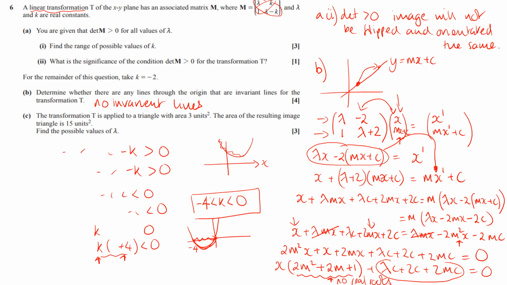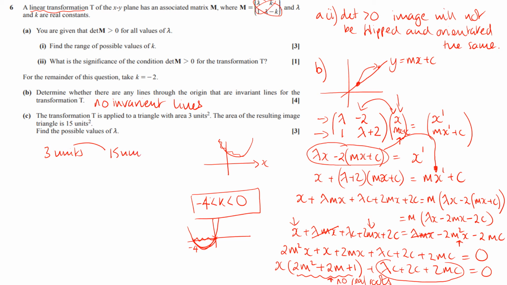Right, part C. The transformation T is applied to the triangle with area of 3 units. The resultant image is 15. So 3 units goes to 15 units squared. So that's a scale factor of times by 5. So that's telling us that 5 is equal to the determinant.